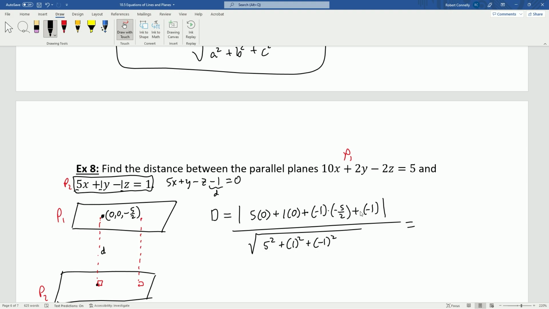Okay, so up top that gives me 5 halves minus 1. So that's 3 halves. Take the absolute value, it's still positive. Divided by the square root of 25 plus 1 plus 1, so 25 plus 2 is 27. And we could rewrite this as 3 over 2 root 27. Now, 27 is 9 times 3, right? So we can rewrite this further: 3 over 2 times the square root of 9 times the square root of 3. And square root of 9 is 3, so that cancels, and this becomes 1 over 2 root 3.